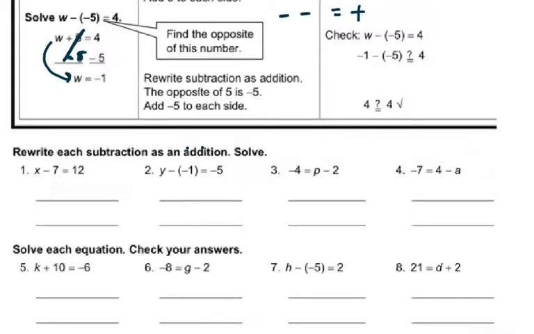So let's check ourselves. If we plug negative 1 in for W, which is what is done here, then we will have negative 1 minus negative 5 equals 4. Well, again, subtracting a negative is the same thing as adding. So negative 1 plus 5 equals 4. Is that true? Well, yes, indeed it is.